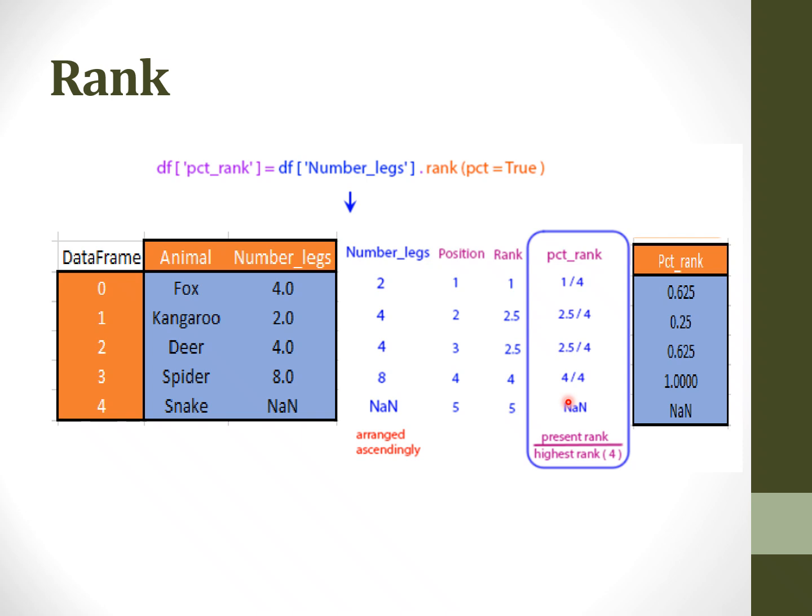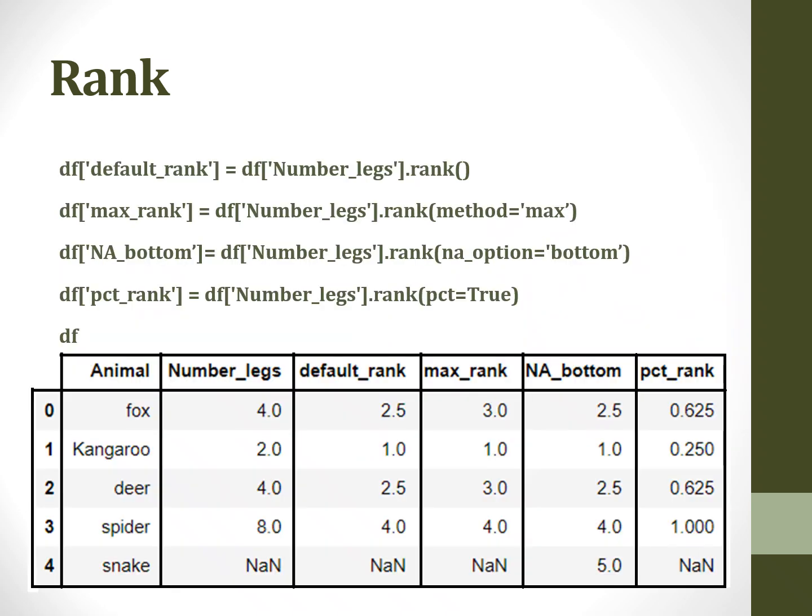Unless we explicitly define what to do with the NA option, it is always maintained as NaN. So 1 by 4 is 0.25, 2.5 by 4 is 0.625. Similarly, these are calculated as the percentage rank and displayed as below. So after calculation with the various methods, if you print all of these, the data frame looks like this.